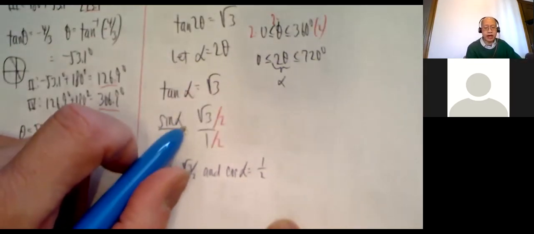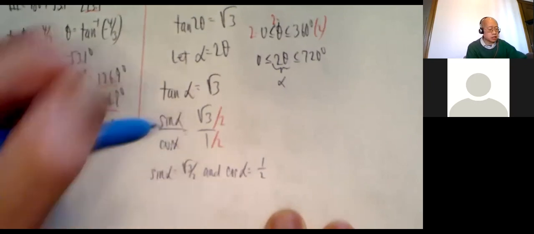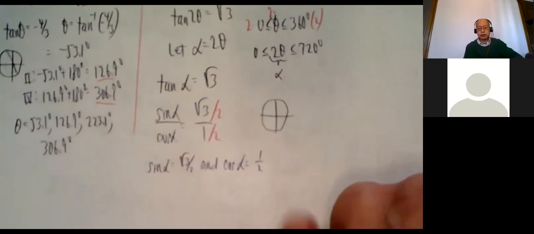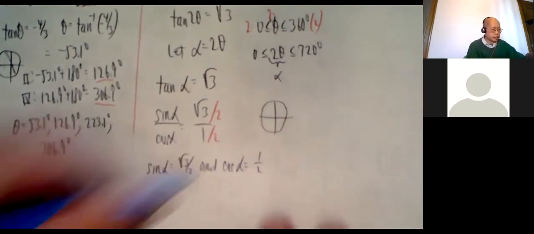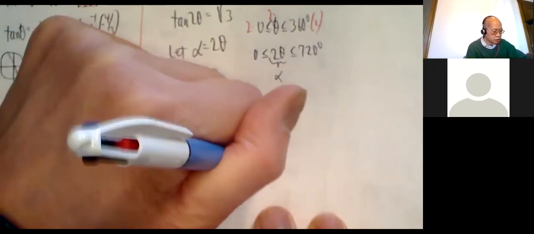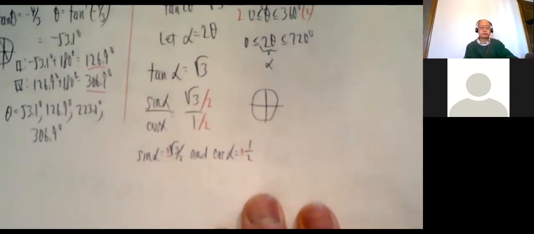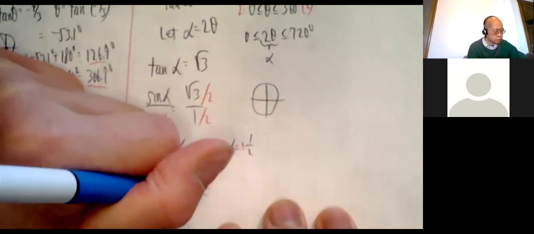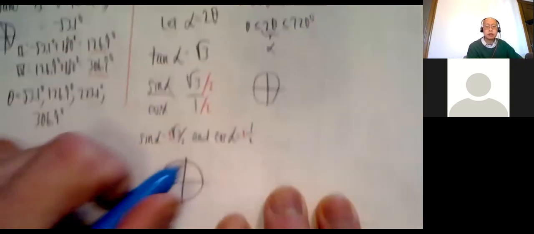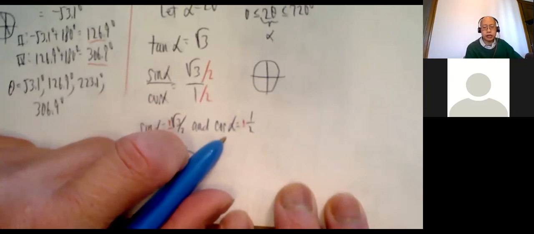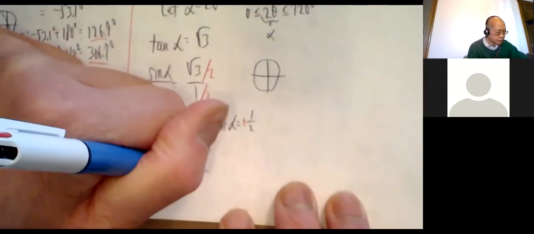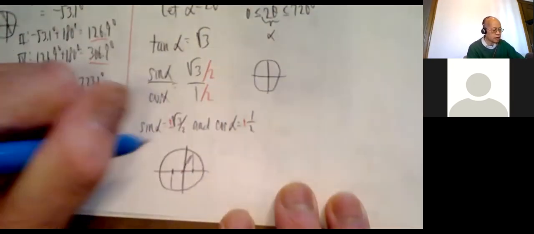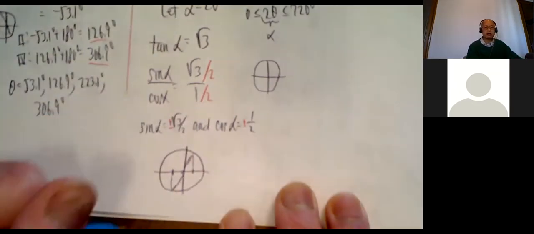But they can both be negative, actually. Remember, tangent's positive in quadrants 1 and 3. So I should really put plus or minus. I should have put that at the beginning, so I'm going to sneak in a plus or minus. Okay. X coordinate is plus or minus 1/2. That's there and there. Got an angle there, angle there.